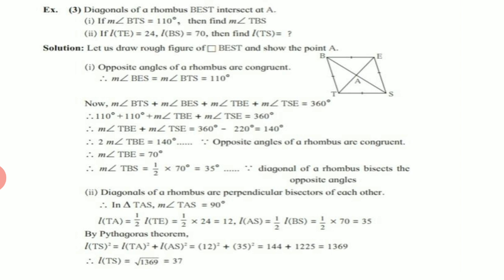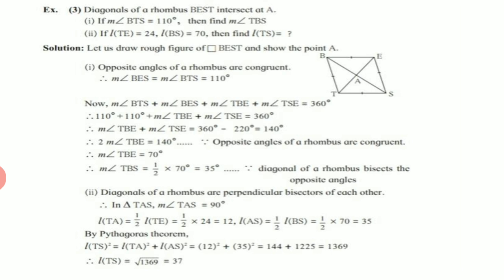Example number 3: diagonals of a rhombus BEST intersect at A. If measure of angle BTS is equal to 110 degrees, then find the measure of angle TBS. If length TE is equal to 24 and length BS is equal to 70, then find the length TS. Let us draw a rough figure of rhombus BEST and show the point A.